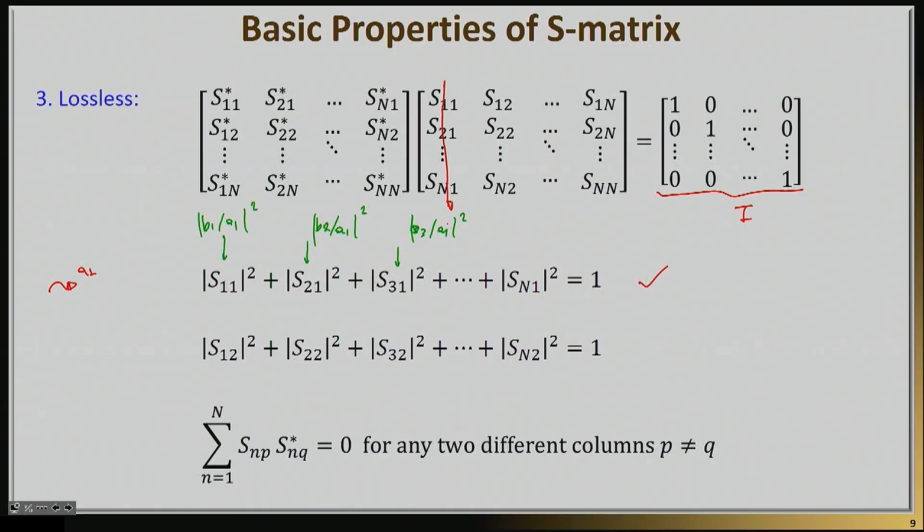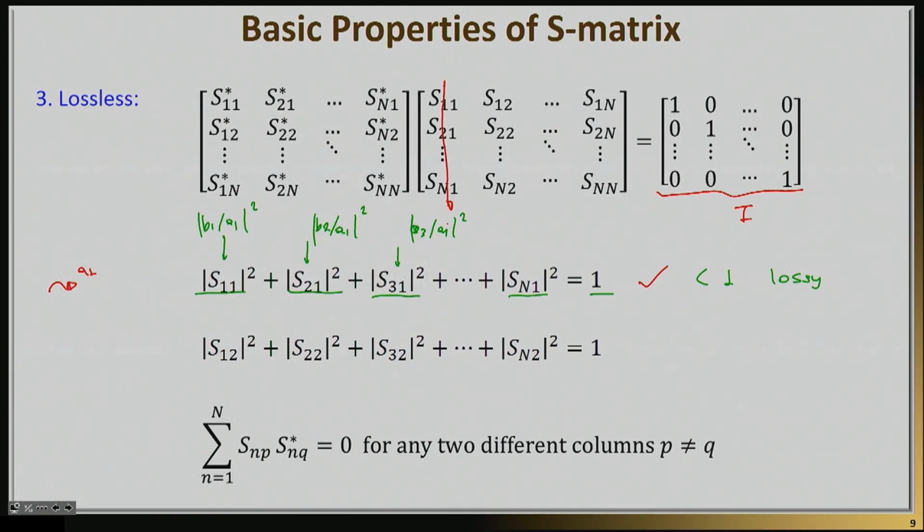If you feed the network from port 1, that power will either be reflected into port 1 or will exit from one of the other ports. So when you sum all of these numbers up, you must get equal to 1. If this sum is actually less than 1, the network is lossy. It means some of the power did not make it out. It was consumed in the network.